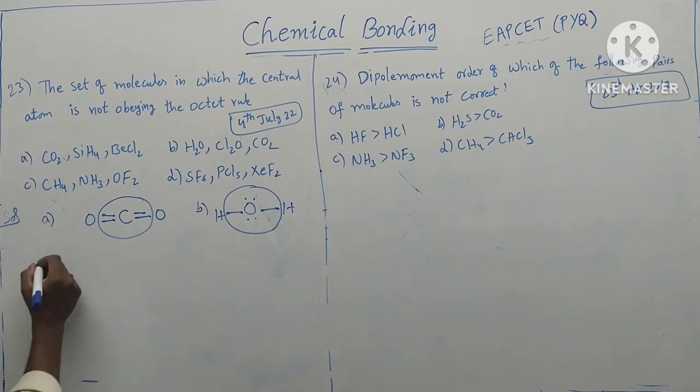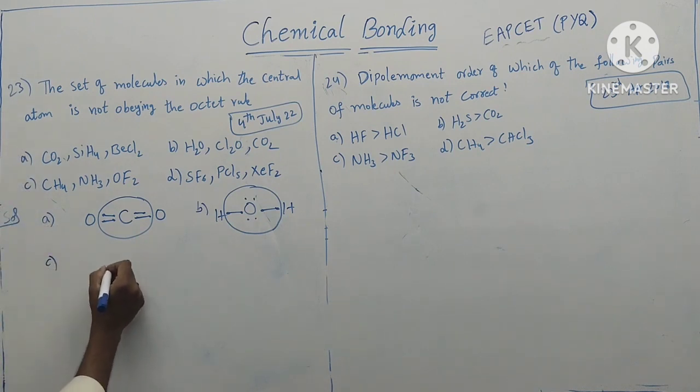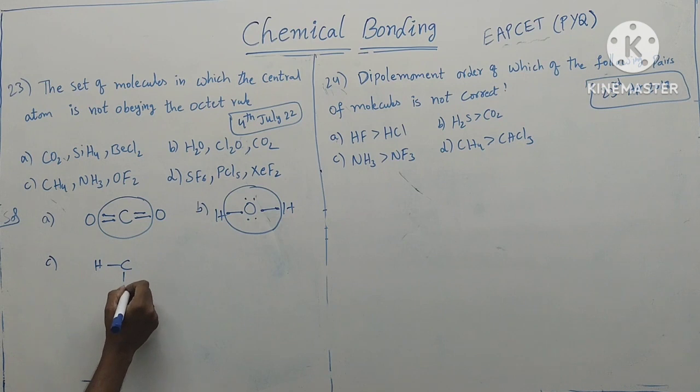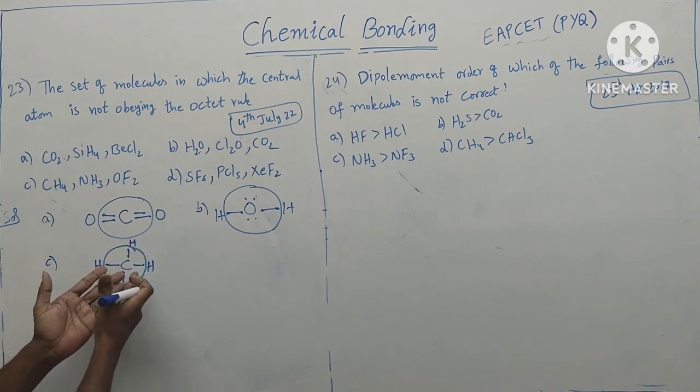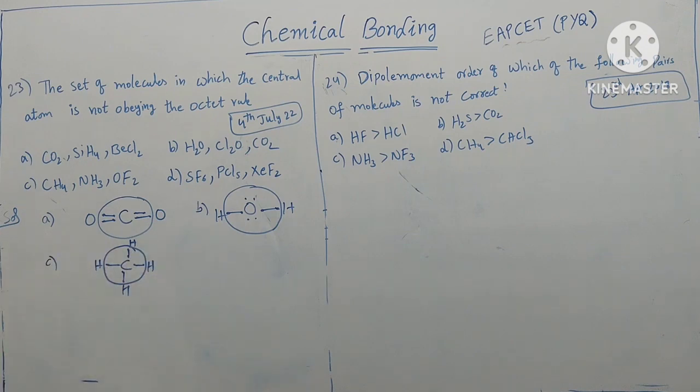If you check C, CH4: 1, 2, 3, 4, 5, 6, 7, 8. So it also obeys the octet rule. If the central atom has an octet, it obeys the octet rule. So it is also not correct.